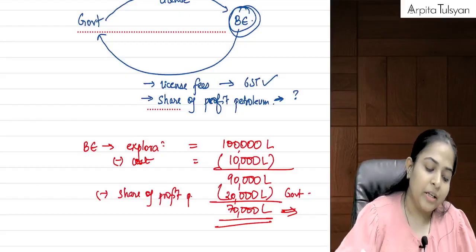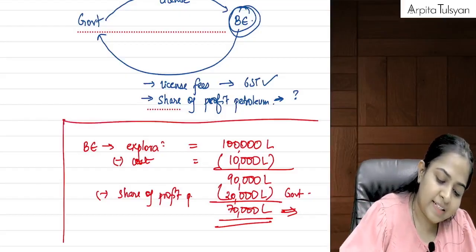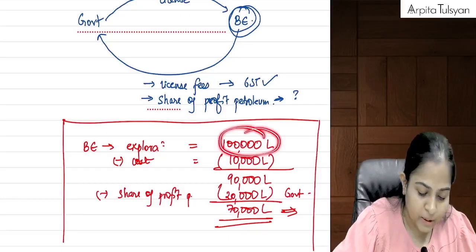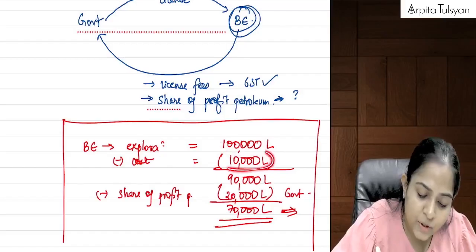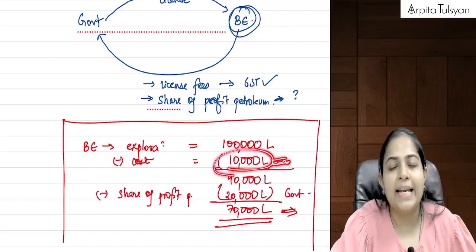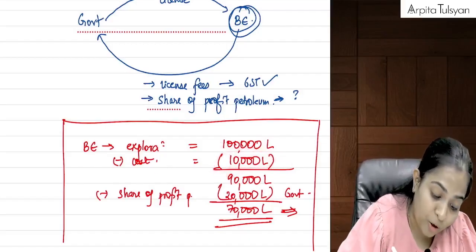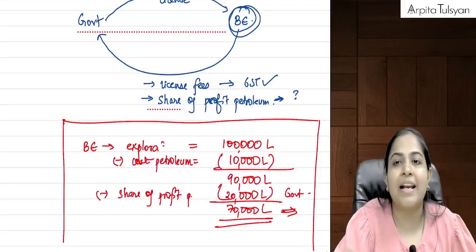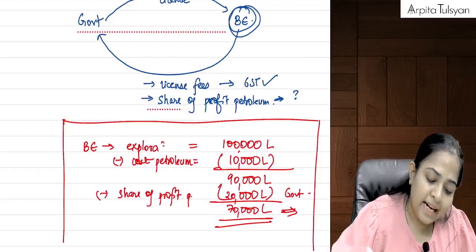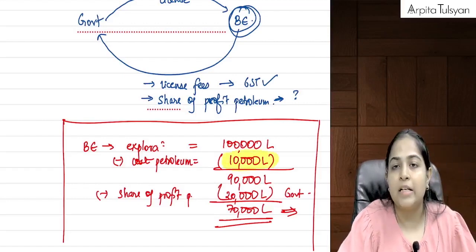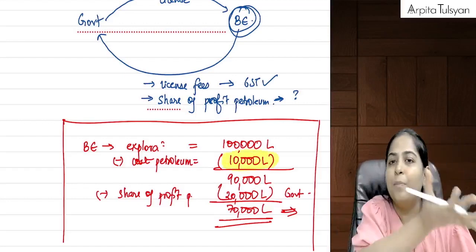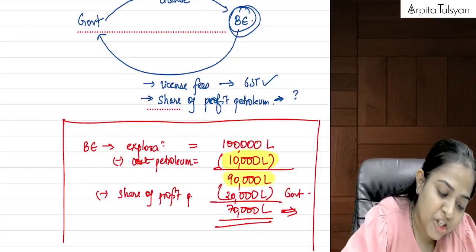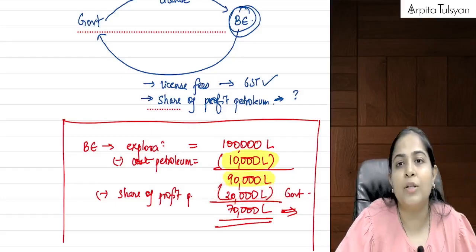Now, what will be the GST impact of all this? You could explore 1 lakh liters. The 10,000 liters you kept aside to meet the cost is called your cost petroleum, and this is never liable to GST. You will sell those 10,000 liters of oil and use that money to meet your cost. Now you're left with 90,000. What is the share of profit petroleum you're giving to the government? 20,000.